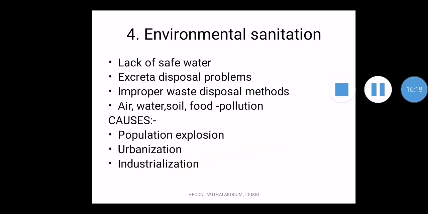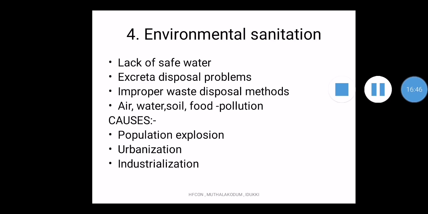Environmental sanitation is also one of the major factors which can cause various health issues, and it is one of the main causes of various health issues happening in India. Because of poor environmental sanitation, what we are facing is the lack of safe drinking water. It is one of the major issues in India. Even till now, we in India don't have a good source of drinking water everywhere.